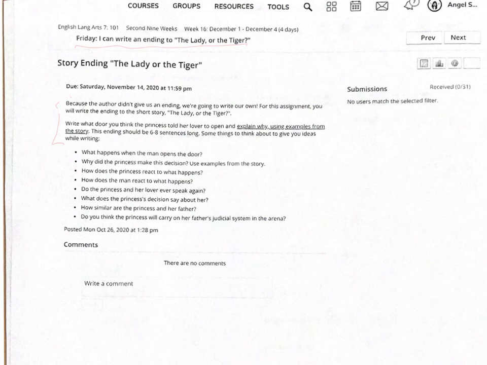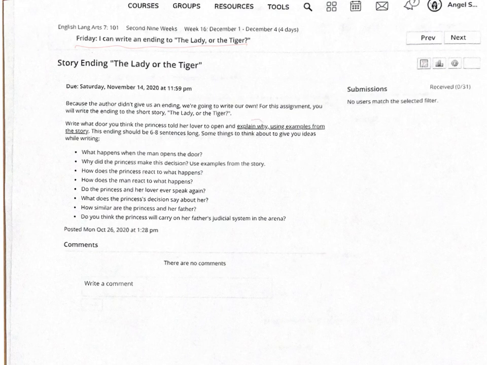Okay, so real quick, you're going to write your ending, but you're going to tell your readers what you think happened. And you're going to kind of act like you're the author of this story and you're writing your ending. But you can't just tell what you think happened without explaining why.